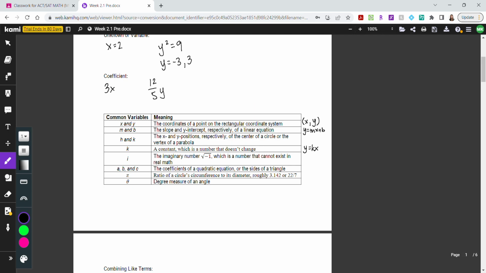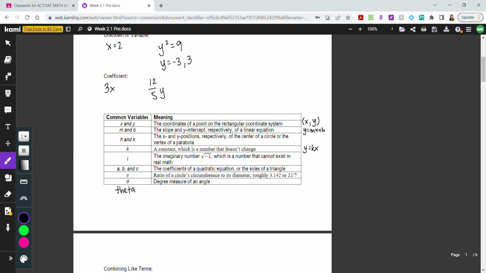We'll actually get into a bit of this down the line. And then here, the special symbol pi, right? So pi represents the ratio of a circle's circumference to its diameter, and it's roughly about 3.142 or 22/7. So it's like a fixed value. And now this is theta, and this is how you spell it.